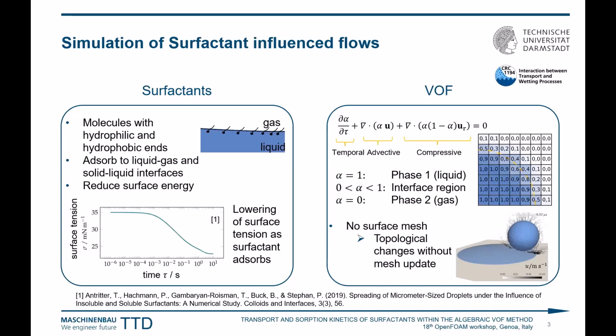The advantage of algebraic VOF is that we don't have a surface mesh. Therefore, if any topological changes occur, we don't have to remesh. But of course, if you want a faster simulation, we might need AMR grid refinement. But in principle, we don't need a remeshing whenever there is a change. For example, here the impact and collision of a drop on an already sessile drop is shown.